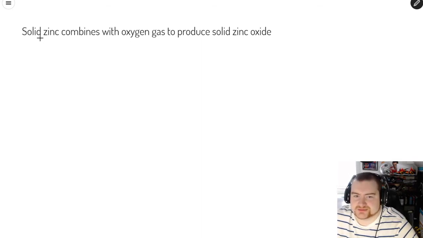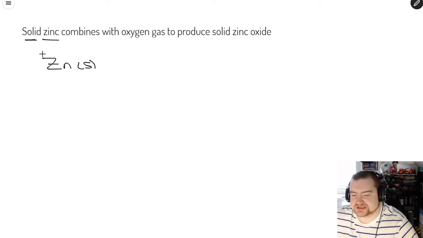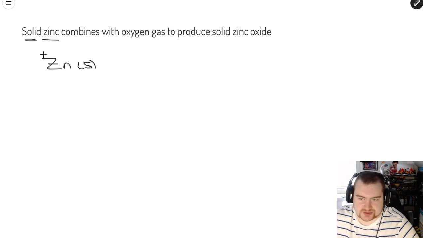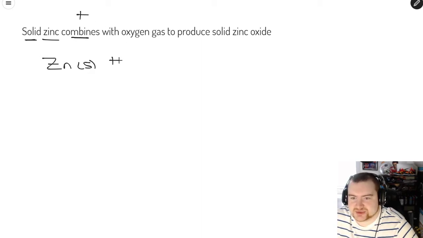Solid zinc. Okay, that's the first thing. So we know it's zinc and we know it's solid. So what's the first thing I'm going to write? Zn. And then I'm going to put solid next to it. Right? Combines with. So when something is combined to, or combined with, or added to, what do you think is happening? That is the plus symbol. So combines, any kind of word like that, that means that's the plus, with oxygen gas.